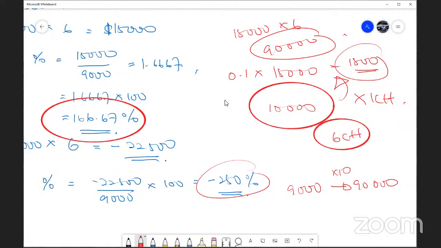Okay, very good. Everything is being amplified when you use leverage. That's the thing this question wanted you to know.